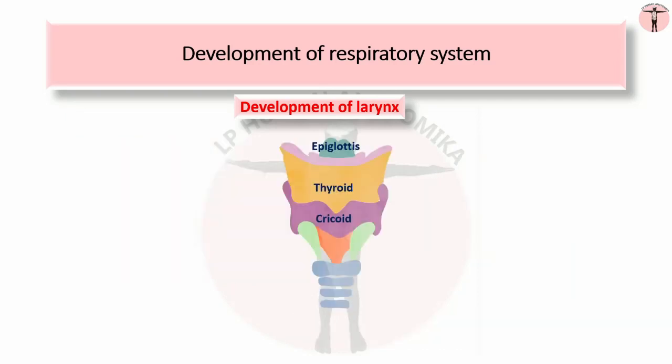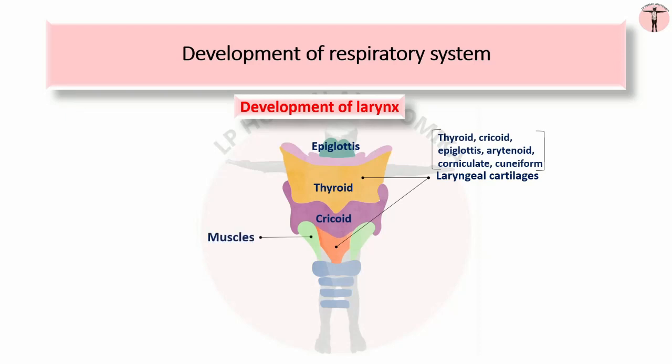The laryngeal cartilages and the muscles which form the rest of the wall of the larynx originate from mesenchyme of the fourth and sixth pharyngeal arches. The cell population of this mesenchyme in the fourth and sixth pharyngeal arches is derived from the neural crest.